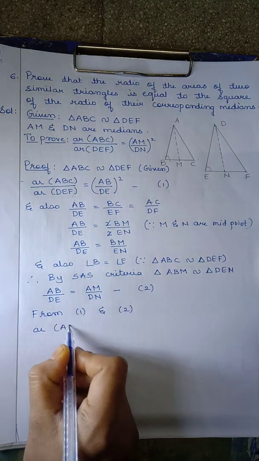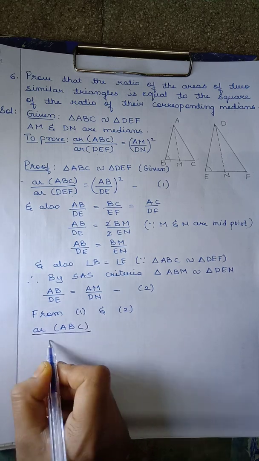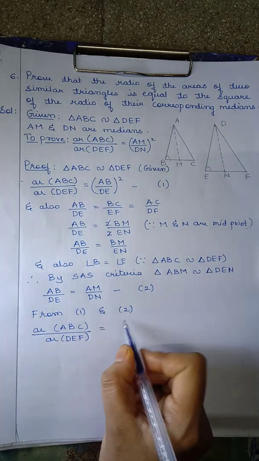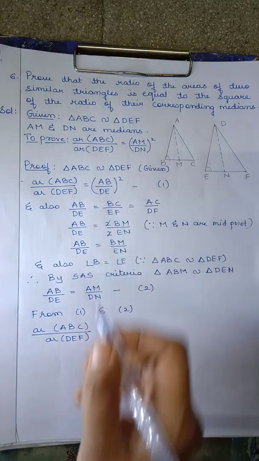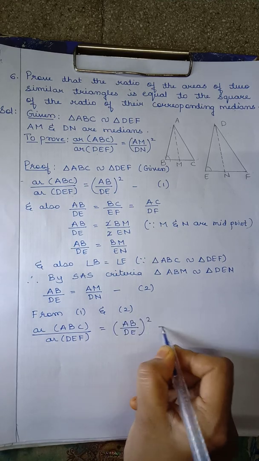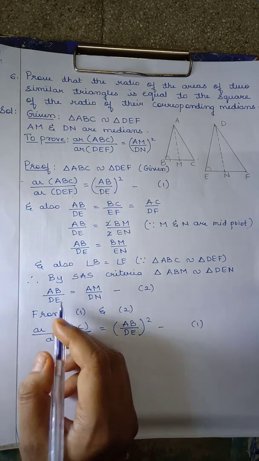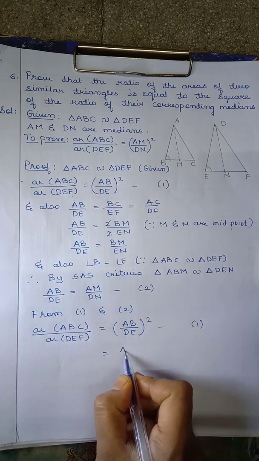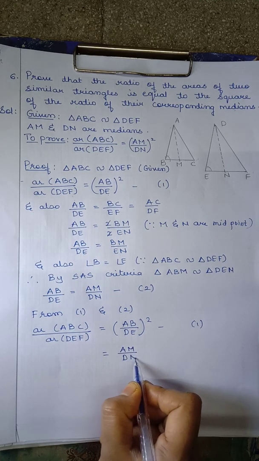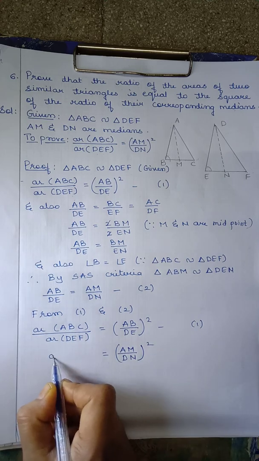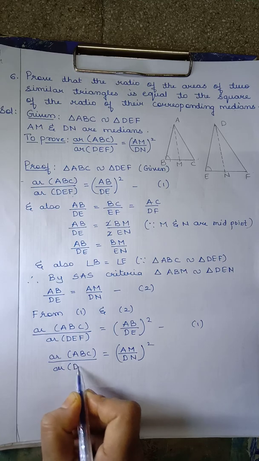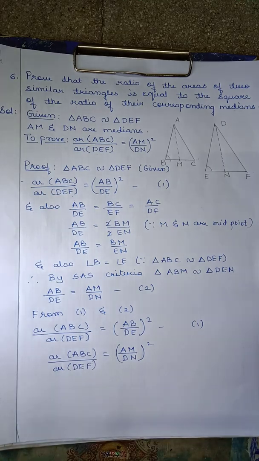Okay, so now from 1 and 2, area of ABC upon area of DEF will be equal to, now we know this is (AB by DE) whole raised to square. This was equation 1. Now we know that AB by DE is equal to AM by DN. So we can substitute in place of AB by DE, (AM by DN) whole raised to square. So this is what was to be proved. Okay, children. So in this way we complete the proof of this question number 6.